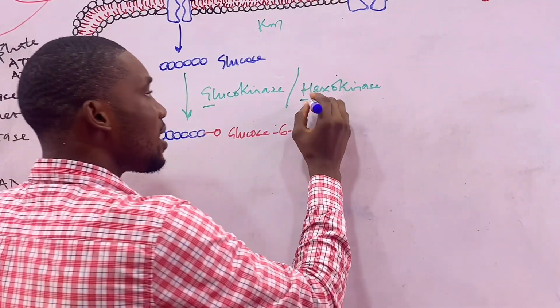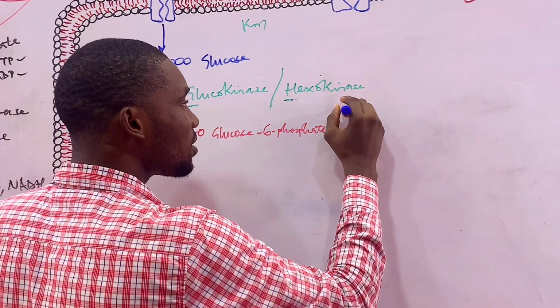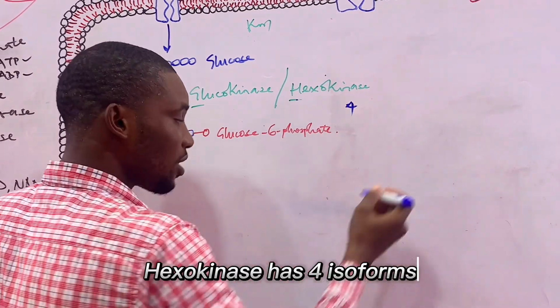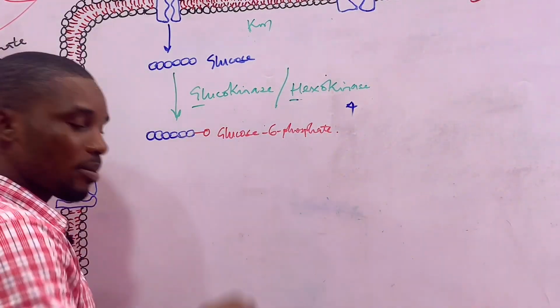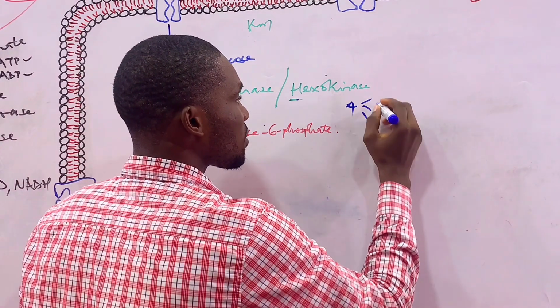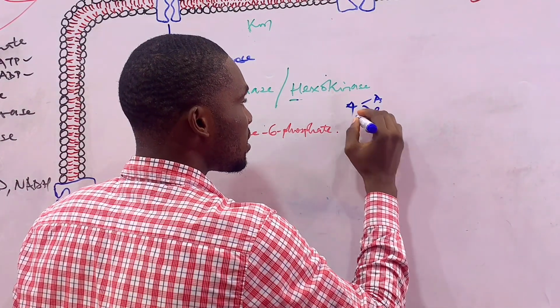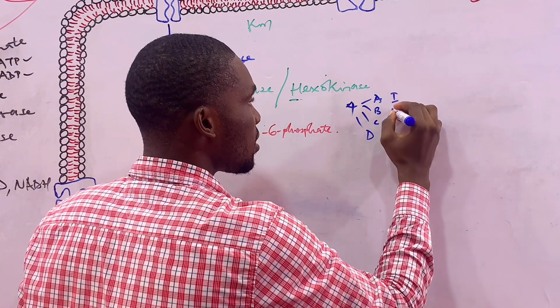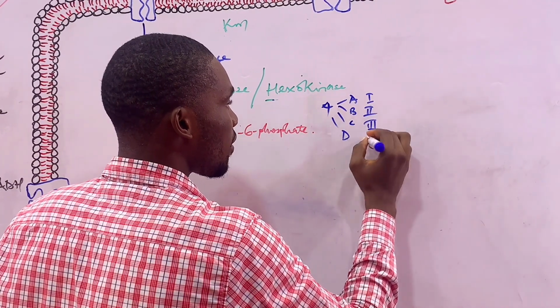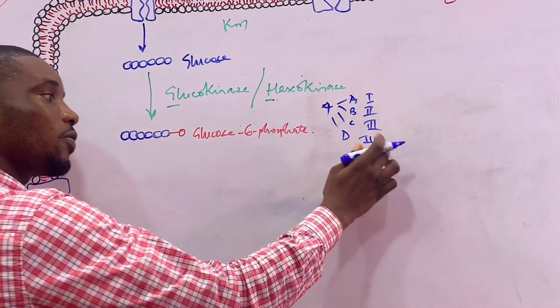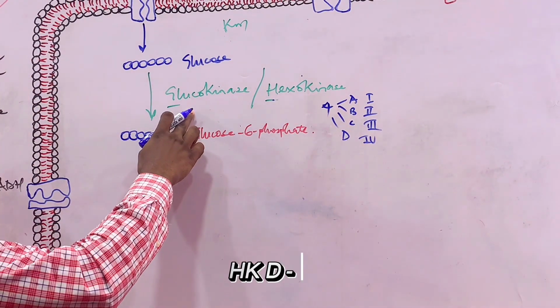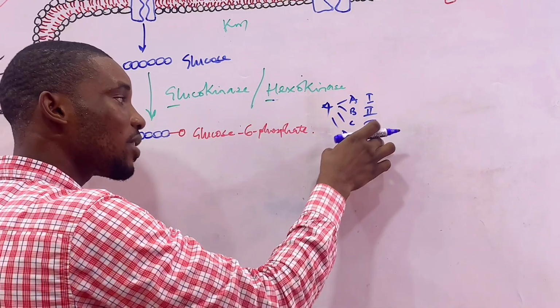Hexokinase has how many isoforms? 4 different isoforms. Okay? I want you to understand this enzyme. It has 4 different isoforms. That's A, B, C, and what? D. Or you can say 1, 2, 3, 4. Now, hexokinase 4 is glucokinase. So glucokinase is a hexokinase 4.